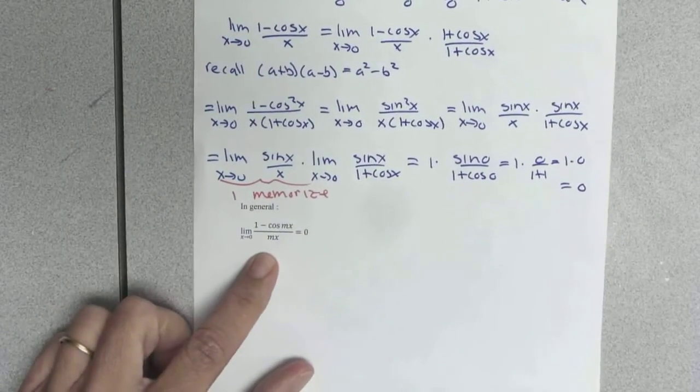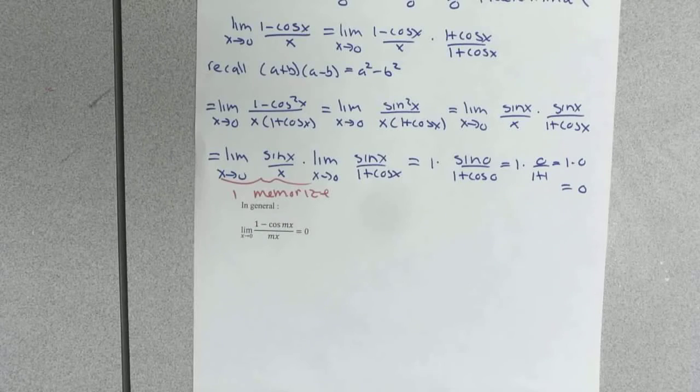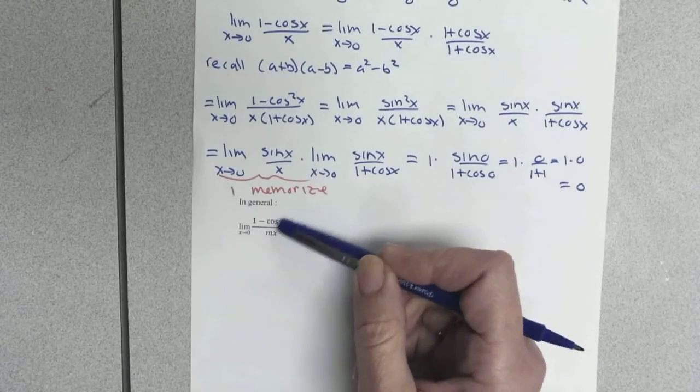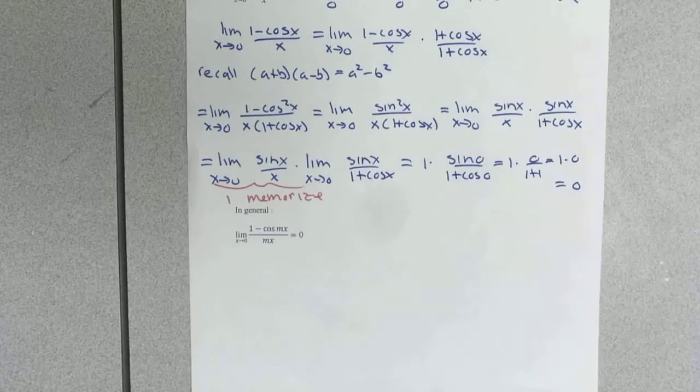In general, the limit as x goes to 0 of 1 minus cosine mx over mx is 0. Again, we like to see that argument, that angle, match the denominator. Now, there is not a reciprocal one. We can't flip this one over because there is no reciprocal of 0. The reciprocal of 0 is undefined, so you only just have this one limit. And this limit's going to creep up every once in a while, so just be familiar with it.